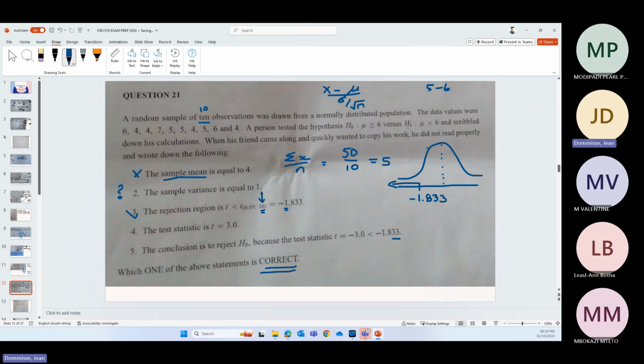The T-stat is T equal to 3. So that is also wrong because it will be negative, because 5 minus 6 is going to be negative. So at the top, it doesn't matter what the standard deviation is, we already know at the top it's going to be minus 1. So the conclusion is to reject the null hypothesis because the T-stat, minus 3, is smaller.